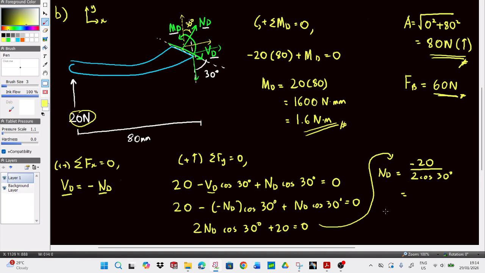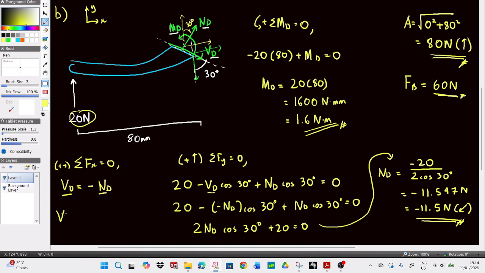So it simply becomes negative 11.547, but we're just going to write it as negative 11.5 newtons. The negative means that our direction was assumed to be opposite of what we thought initially. So that's your normal force. This is still in newtons, by the way.